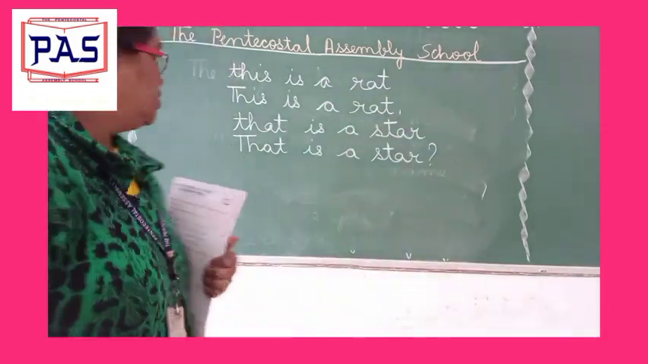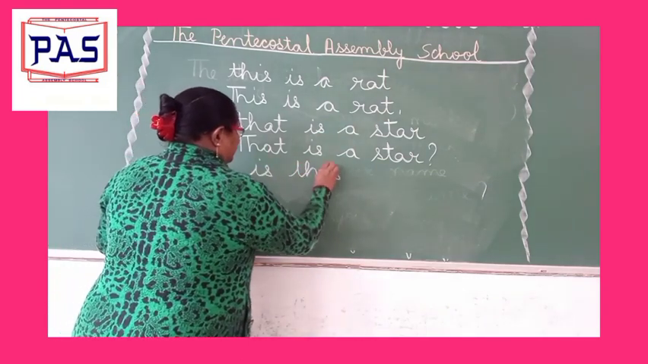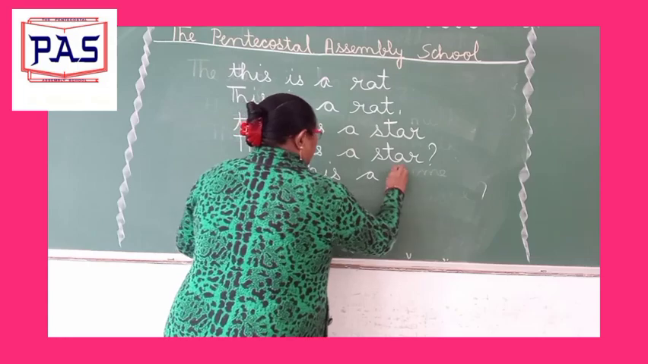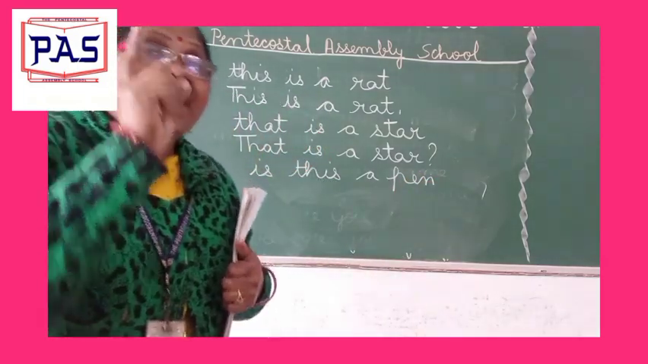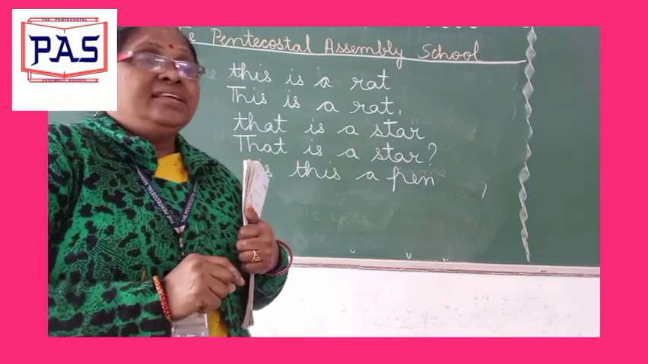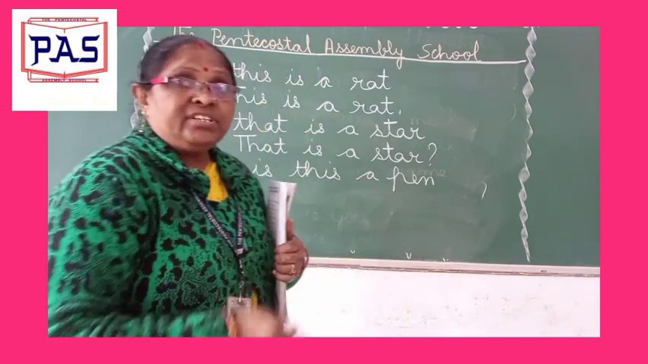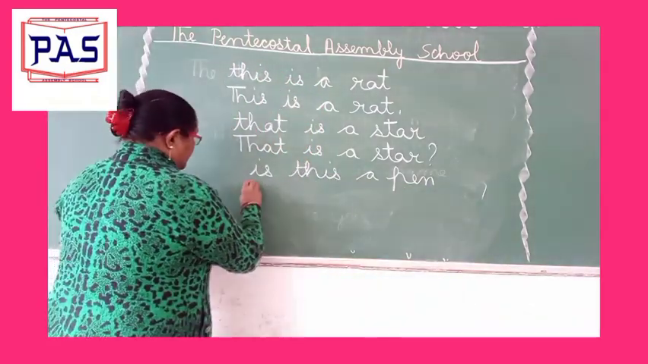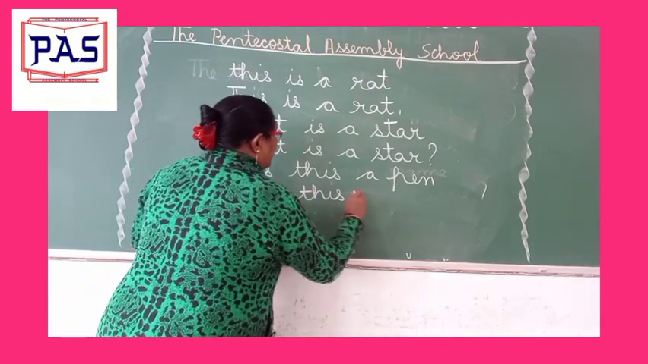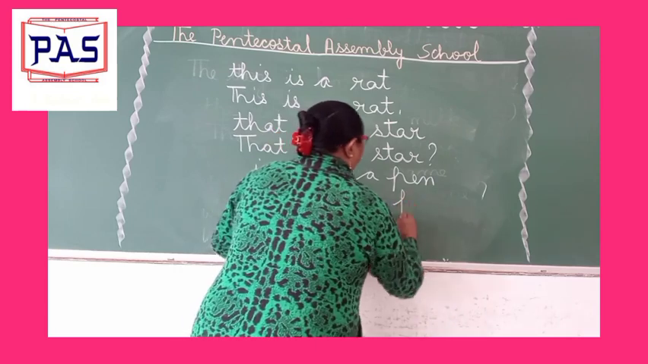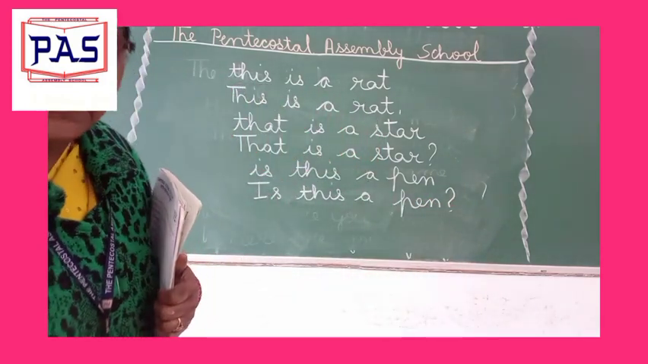Is this a pen? The sentence is incorrect because it will start with a capital letter and end with a question mark. Is this a pen? So children, can you see?